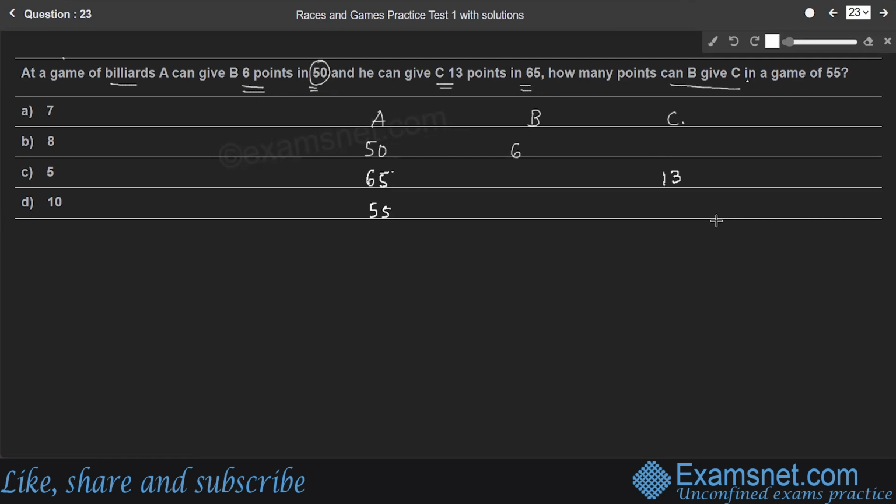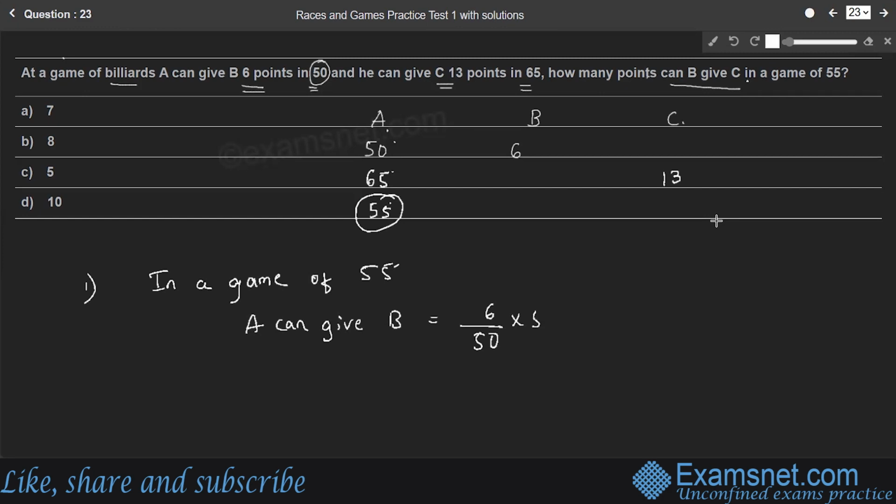For that, first we need to consider in a game of 55, how many points A can give B. In a game of 50, A can give B 6 points, right? Therefore, in a game of 55, so it is 6 into 55 by 50, which is 66 by 10.